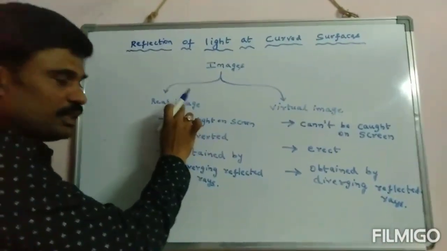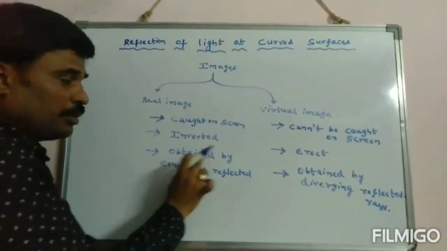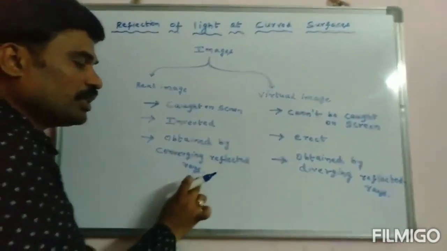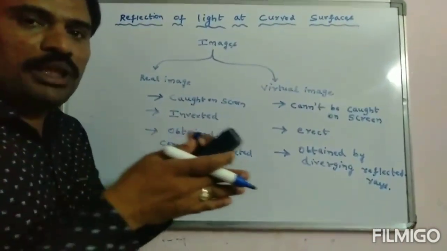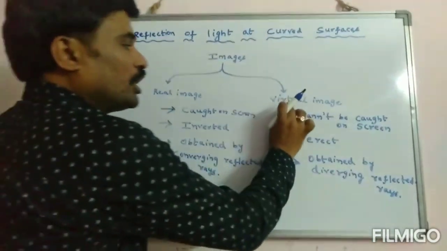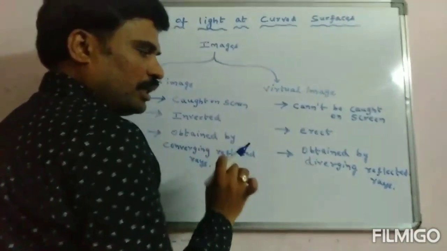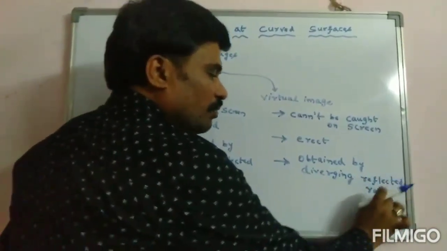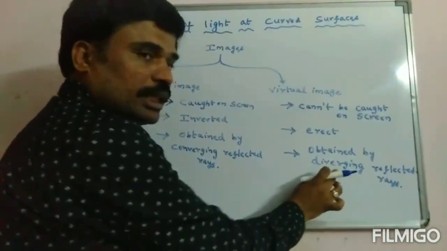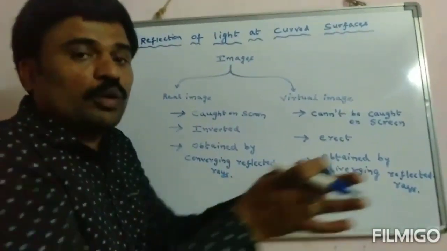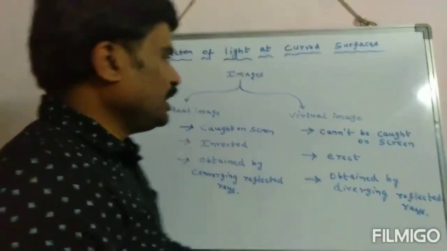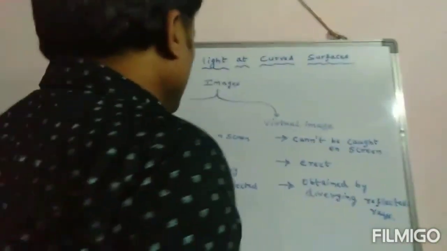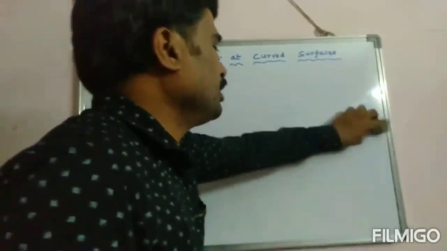Real images are obtained by converging reflected rays. Converging means the rays are going to meet at a point. Virtual images are obtained by diverging reflected rays. Diverging means the rays are not going to meet at a point. Okay, now let us see the formation of images by spherical mirrors.